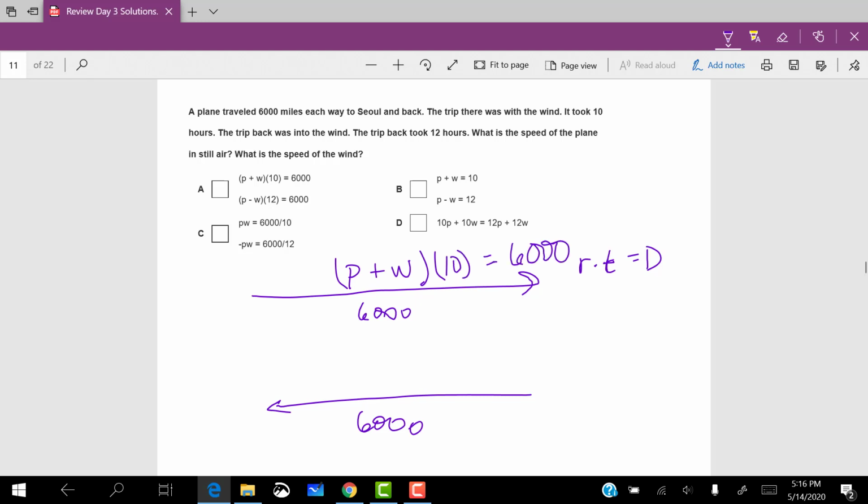And then the same thing is going to happen here, except here the wind's working against me. So my rate is the plane's speed minus the wind. That's why it takes longer, equals 6,000.